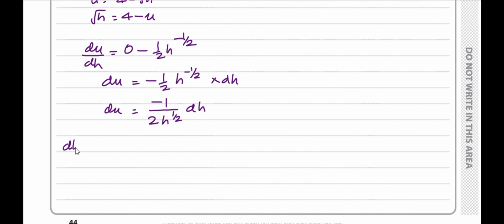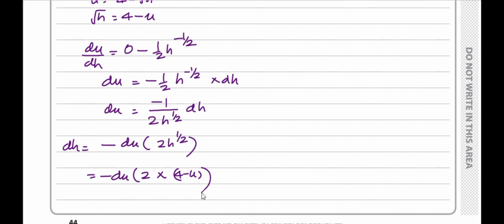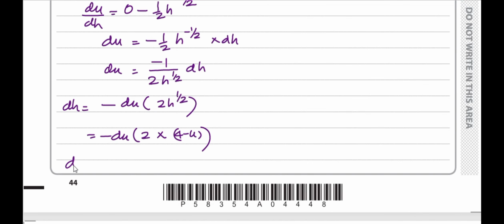Therefore, dh should be minus du times 2h to the power of half. Again, we can't have this h, so we need to replace it with u. But we have already found out square root of h is equal to 4 minus u. Let us plug that in here. So that is equal to minus du times 2 times (4 minus u). Hence dh equals minus 8 plus 2u du.